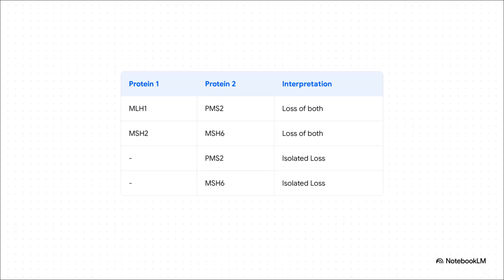It gives you these clean, standardized interpretations. It forces you to think in pairs. You see loss of MLH1, you expect to see loss of PMS2. Loss of MSH2, you expect MSH6 to be gone too. It even covers the weird ones, like an isolated loss of just PMS2 or MSH6. What this does is take all the guesswork out of it. You follow the logic, and you arrive at a clear, standard conclusion every time.